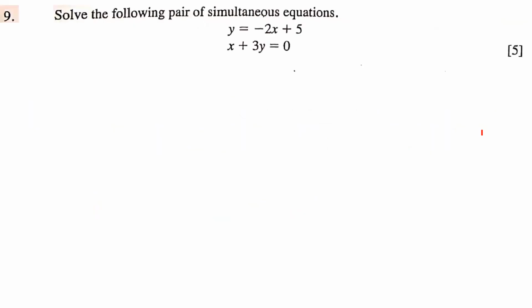All right, let's move on to number 9. This is a simultaneous equation. It says solve the following pair of simultaneous equations. We have y is equal to negative 2x plus 5 and x plus 3y is equal to 0.